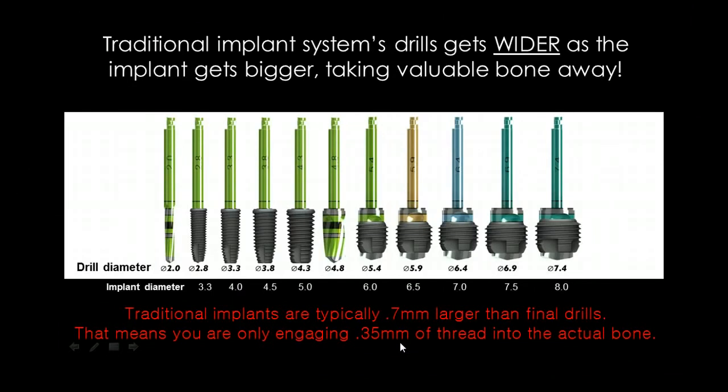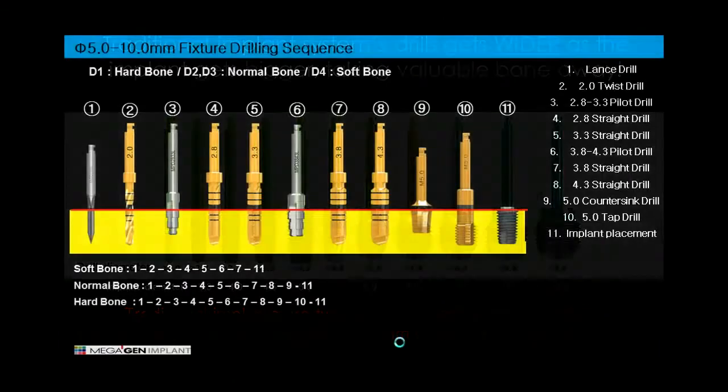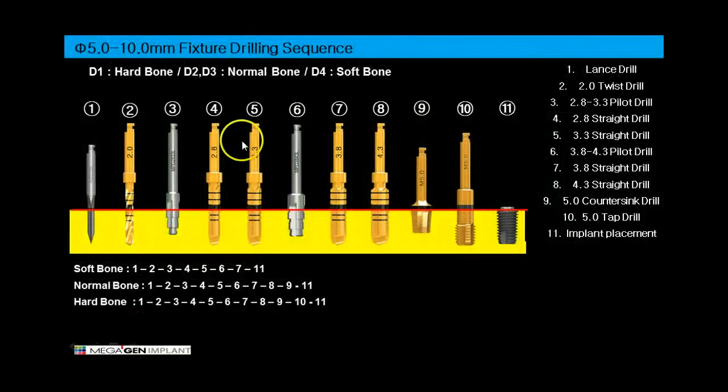So that means you're only engaging 0.35 millimeters of thread into the actual bone. So what does that really mean? Here's an example. Here's a 5x10 Easy Plus implant. This is one of MegaGen's implants. Look at the final drill is a 4.3, and then you have a countersink, and then you have a tap. So this is the full sequence of drills, again, for a 5.0 by 10 Easy Plus.